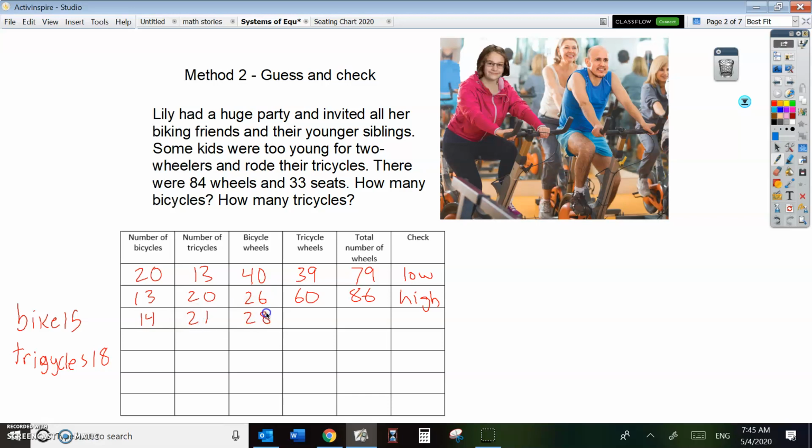14 times 2 is 28. 21 times 3 is 63. So that's going to be what? 28 plus 63 is 91. That's too high. So 15 and 18: 30 plus 54 is 84, and that's the guess that we're looking for. So there's 2 examples of how you could solve this problem.